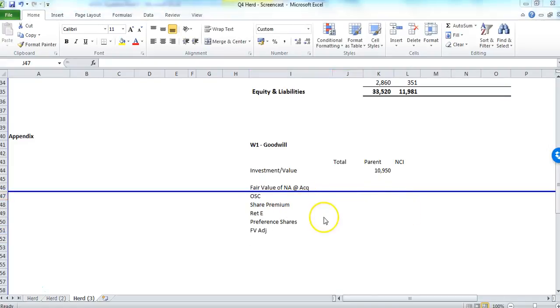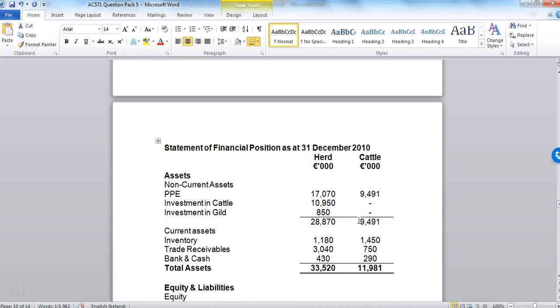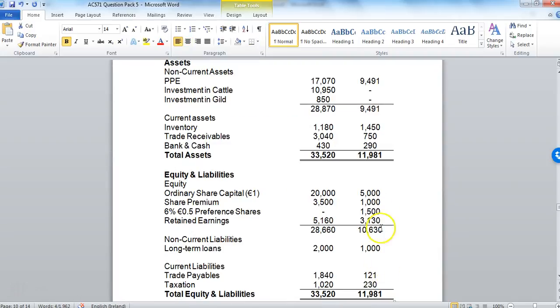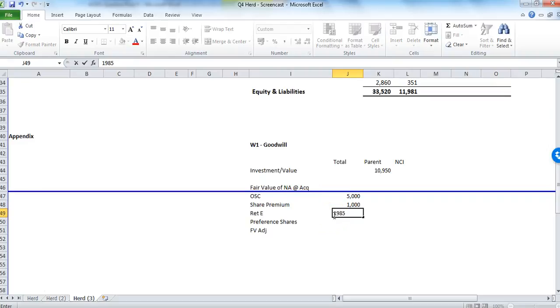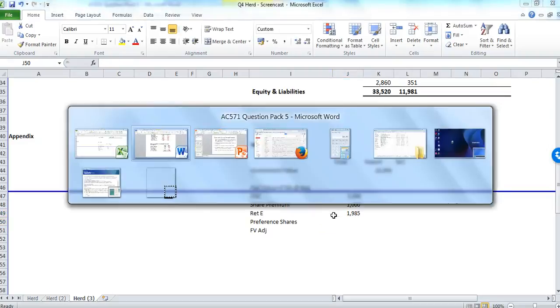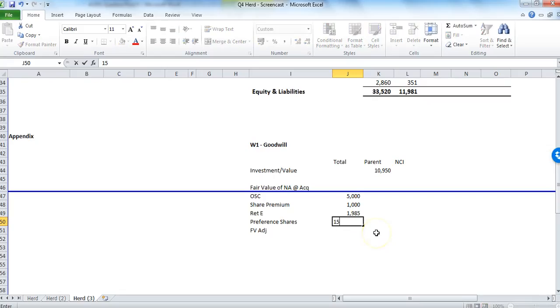So the ordinary share capital is 5 million. The share premium is 1 million. The retained earnings, and be careful here, we're looking for the retained earnings at the date of acquisition. Retained earnings at the year end is 3130, but we want retained earnings at the start of the year, which is 1985. Sometimes you'll be given an extract from the statement of changes in equity, but sometimes you'll have to work back, take off profit for the year, and add back dividends. So again, in this case it was done for you. In other questions you may actually have to work from the notes to work back to the 1985. But the date of acquisition was the 1st of January, so the retained earnings at that date was 1985. And the preference shares in this case were 1.5 million.